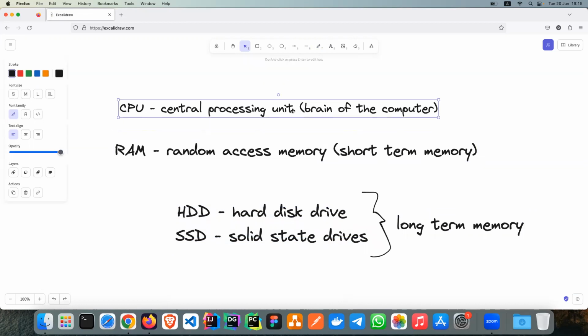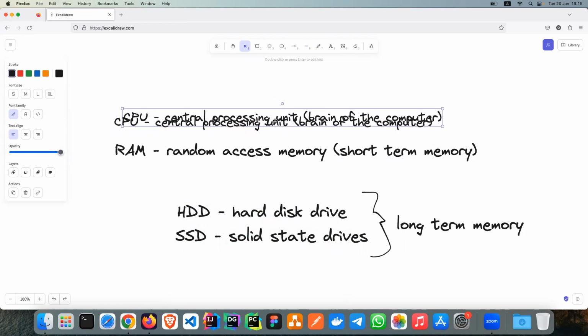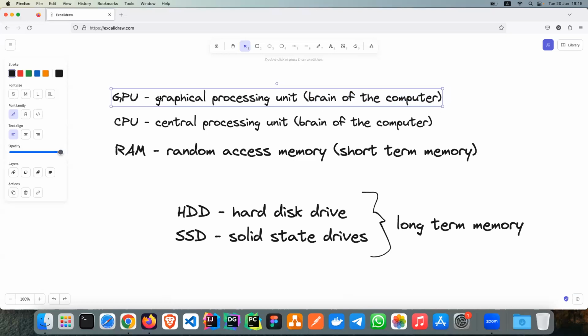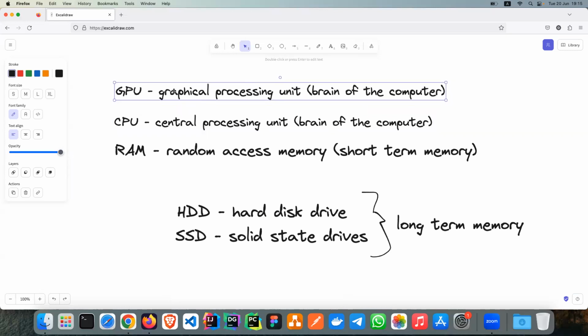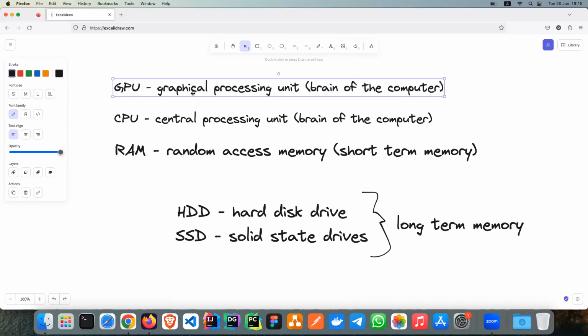We also have another processing unit which does calculations. We call this GPU, the graphical processing unit. It's also a brain of the computer. GPU and CPU do the same thing, but GPUs are really, really good at doing parallel work. Because of that, they are really good for graphics work.